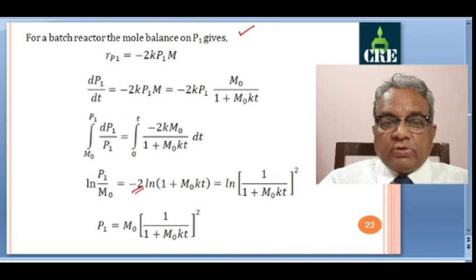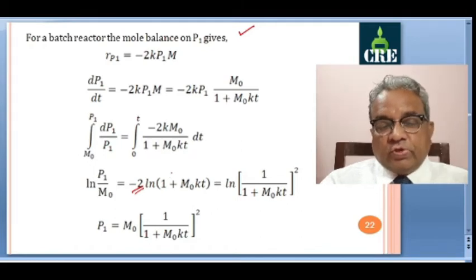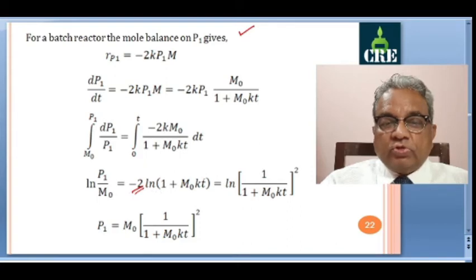Upper limit will give you this. If you substitute the lower limit, that is 0, so this becomes ln of 1, which is 0. So the second term is 0. So simply minus 2 into ln of 1 plus M0 KT. This can be written as ln of, with the minus sign I will invert it, 1 upon 1 plus M0 KT, and this 2, which is now plus 2, can be shifted here as an index. So ln of 1 by 1 plus M0 KT squared.